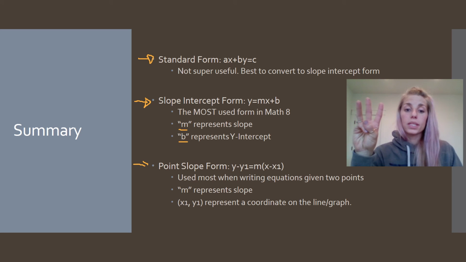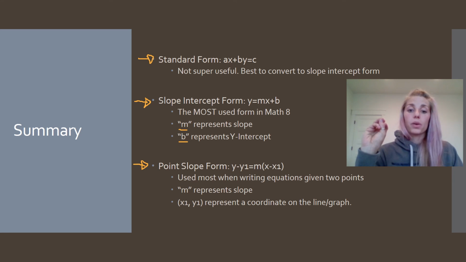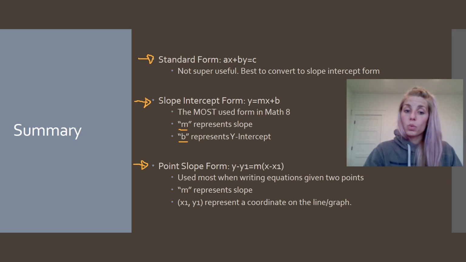Third, we have point-slope form. The mathematical form for this is y minus y1 equals m times x minus x1. It's used most when we're writing equations from a graph or given 2 points. M again represents the slope, and x1 and y1 represent a coordinate on the line or graph.